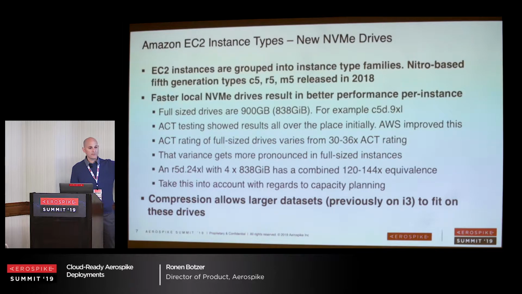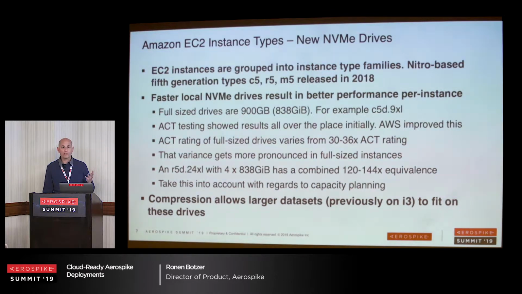And then, just to remind everybody, in Aerospike, because we evenly distribute data across the drives, you get linear scaling out of this. So a full-size machine like an R5D24XL or R5D Metal with 4 drives will give you 4 times that. So it's 120 to 144x combined per node. Okay, so that's kind of like the speed rating of what you can do with this.